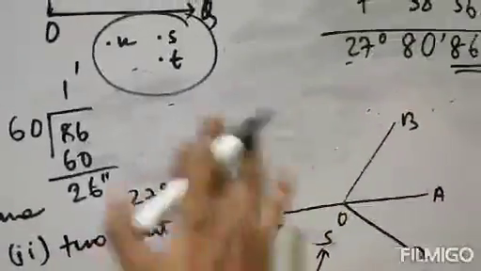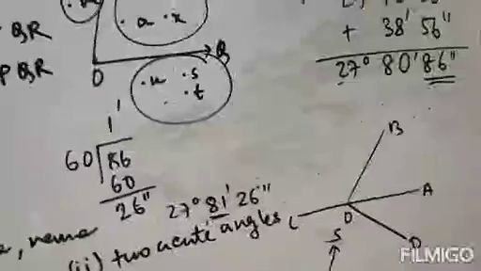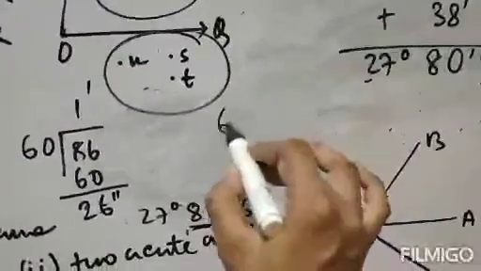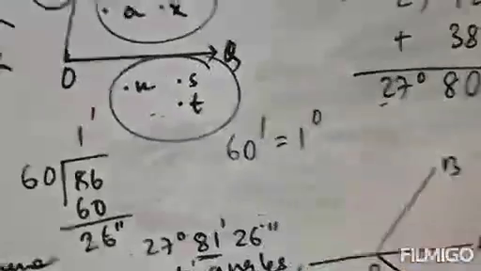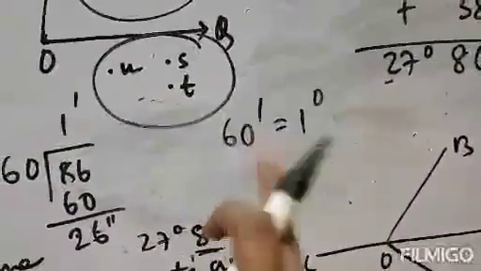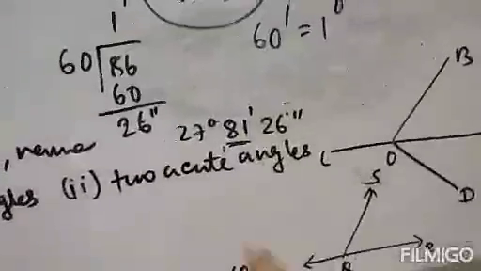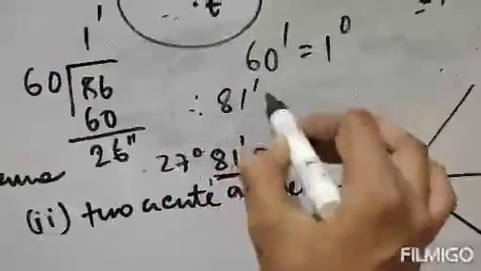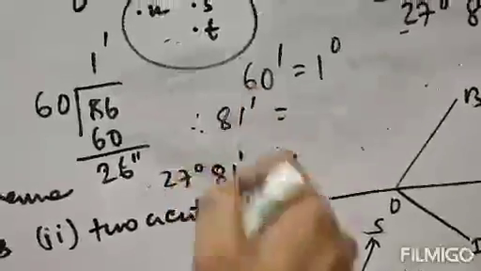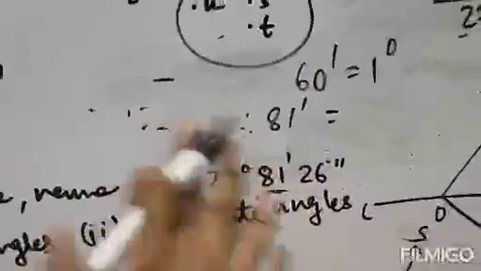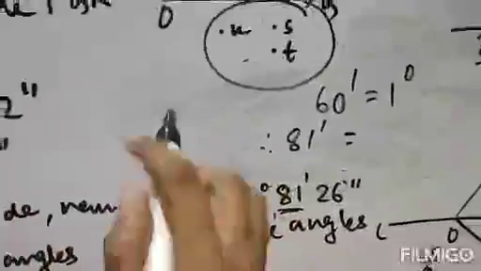We have a relation between degree and minute, that is 1 degree equals 60 minutes. You can also write 60 minutes equals 1 degree. So you have to convert 81 minutes. 81 minutes equals how many degrees? So you have to divide 81 by 60. So divide 81 minutes by 60 minutes.